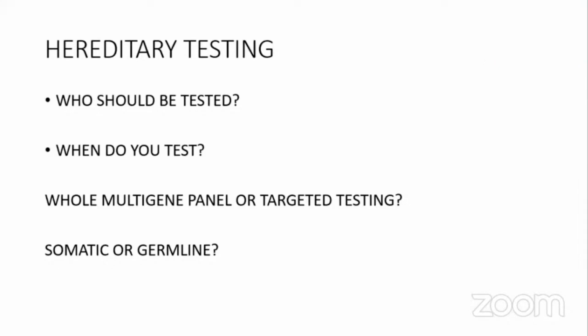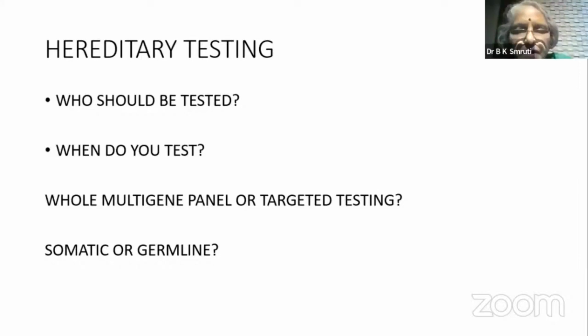Most of the time we are using targeted testing, not a multi-gene panel, and germline usually till now in breast cancer. So Dr. Dubashi, what do you have to say? And Dr. Kripa Bajaj? 60 years for TNBC, less than 50 years for hormone positive to get tested for the BRCA test. And if a strong family history is there, then for other cancers too.